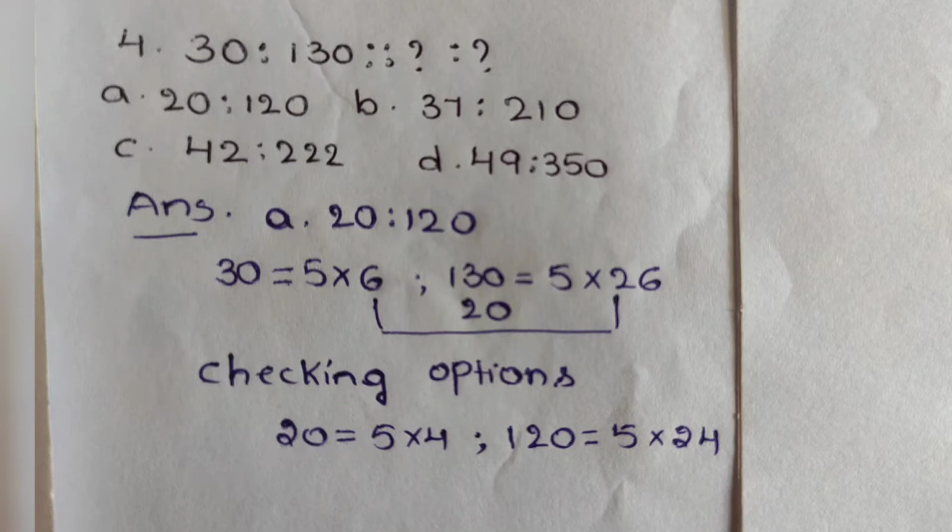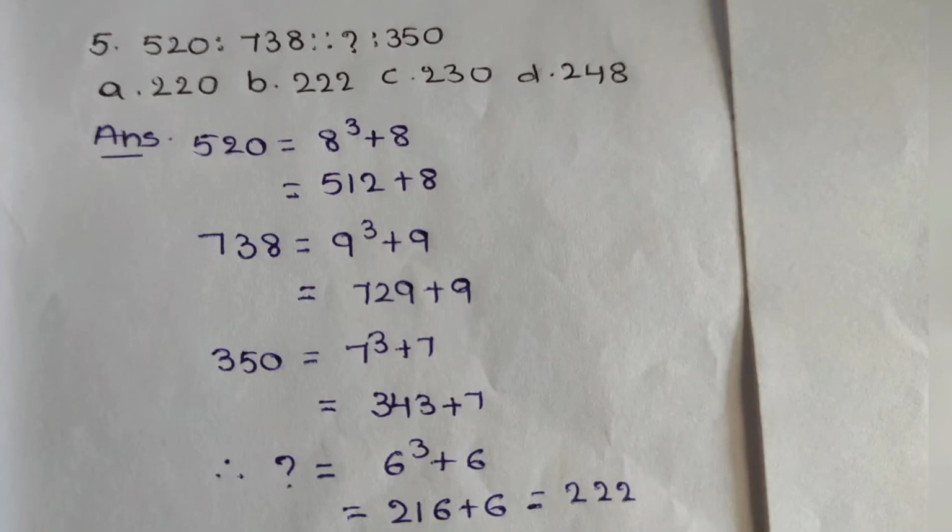And now the fifth question is 520 is to 738. Similarly, question mark is to 350. So we have to find out the third number and the options are 220, 222, 230 and 248.